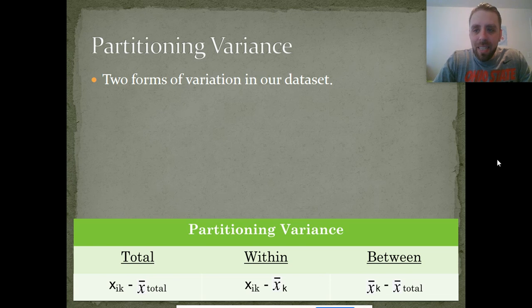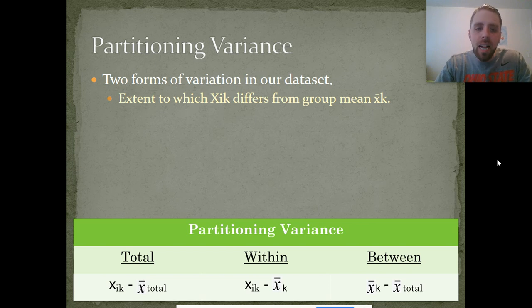So the partition variance then, as I have been saying, I really want to drive this point home: we want to recognize that there are 2 forms of variation in our data set. There is the extent to which X_ik differs from its group mean of X bar k. Put another way, take that first observation in the manufacturing group. How much is that value different from the group mean of 8.58? So X_ik, each observation in the group, how different is it from its group mean? That's known as the difference within the category. And we will do it for every observation within the group.